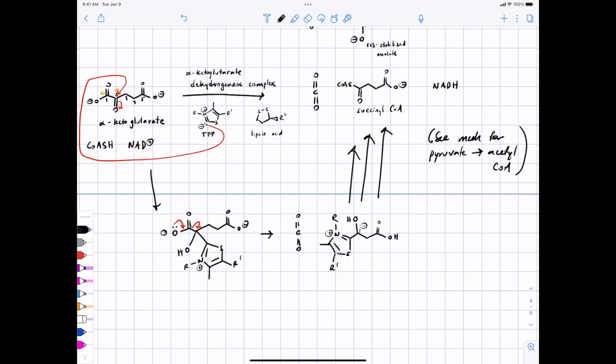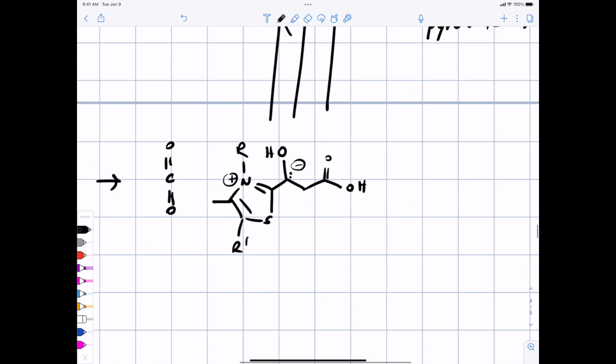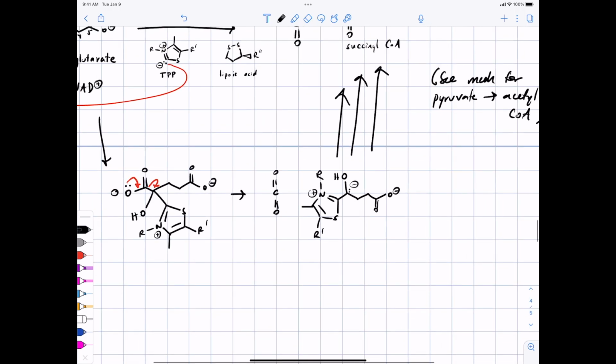Yeah. Your intermediate's missing carbon. I'm sorry. Yeah, it is. Thanks. 1, 2, 3, 4. There we go. Sorry about that.